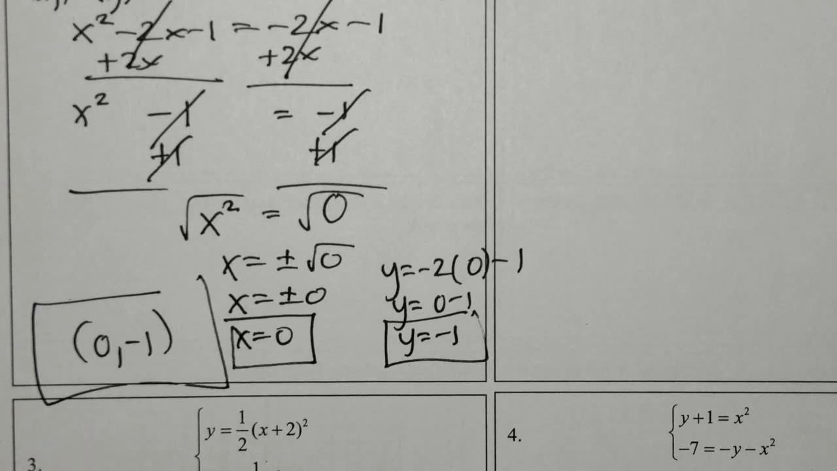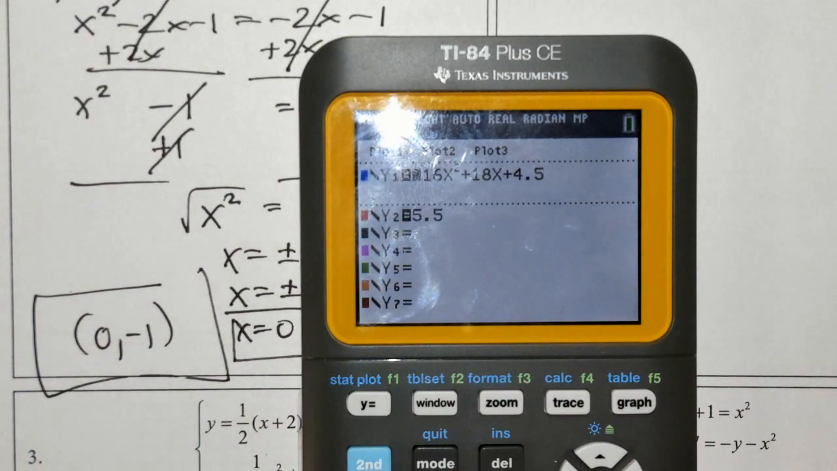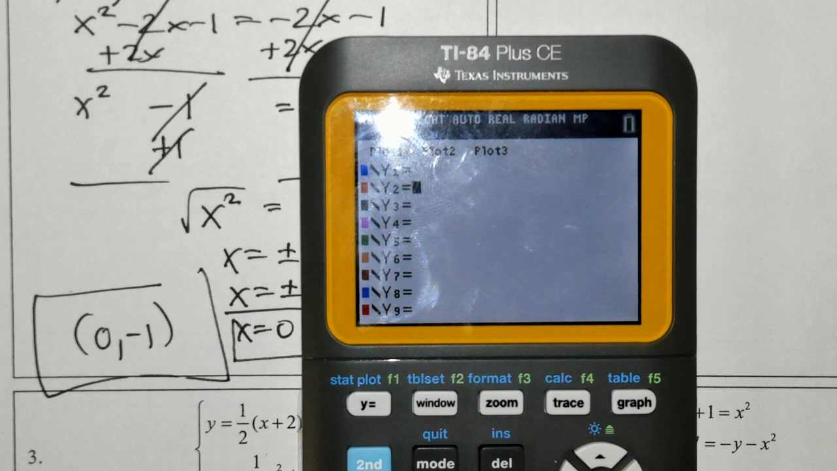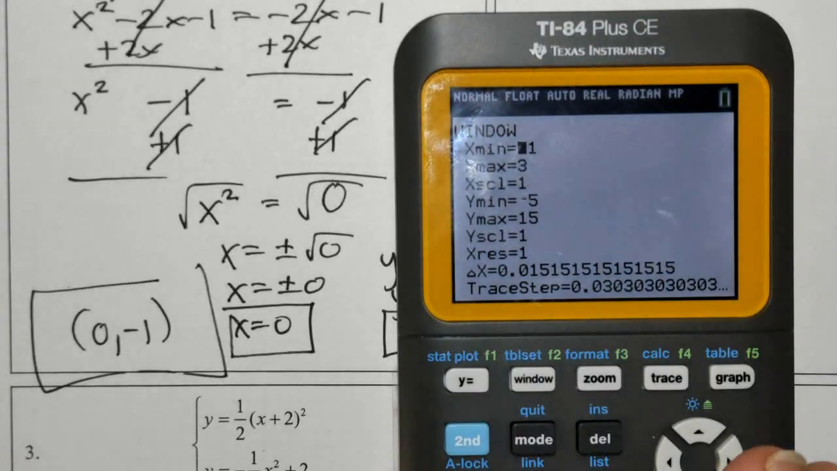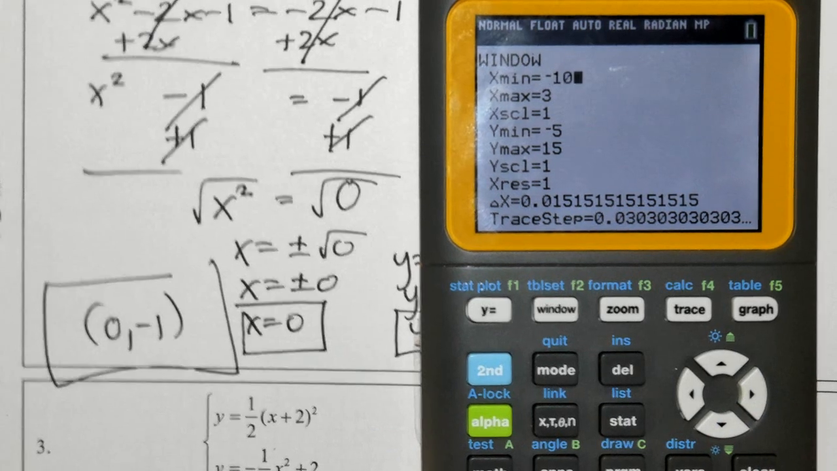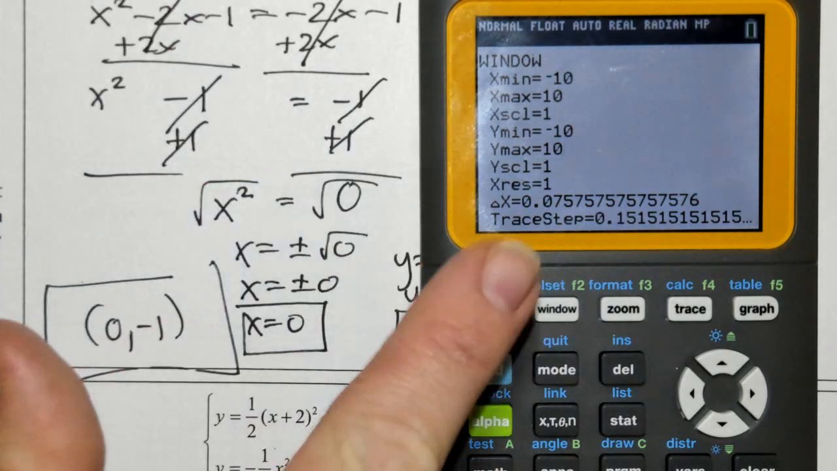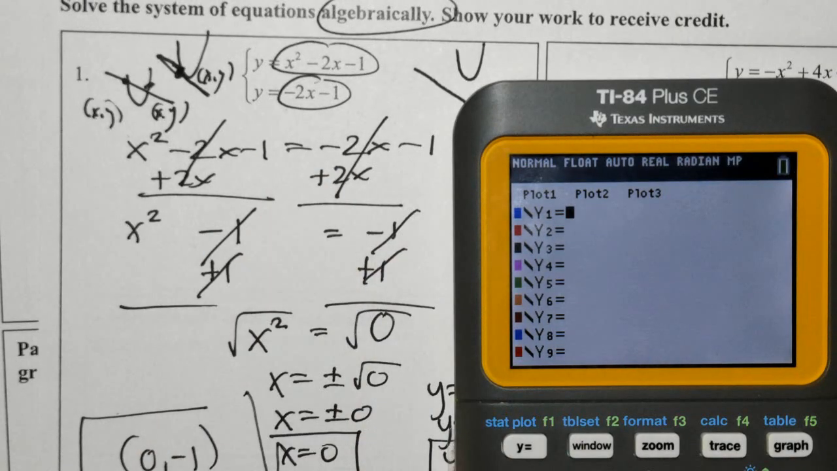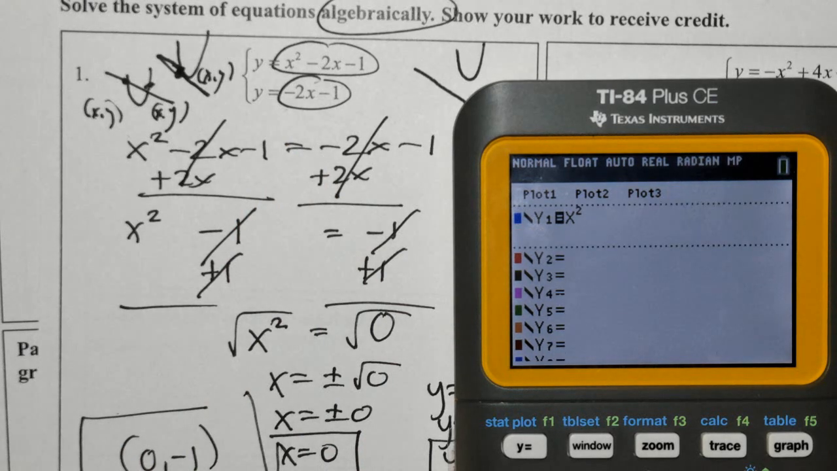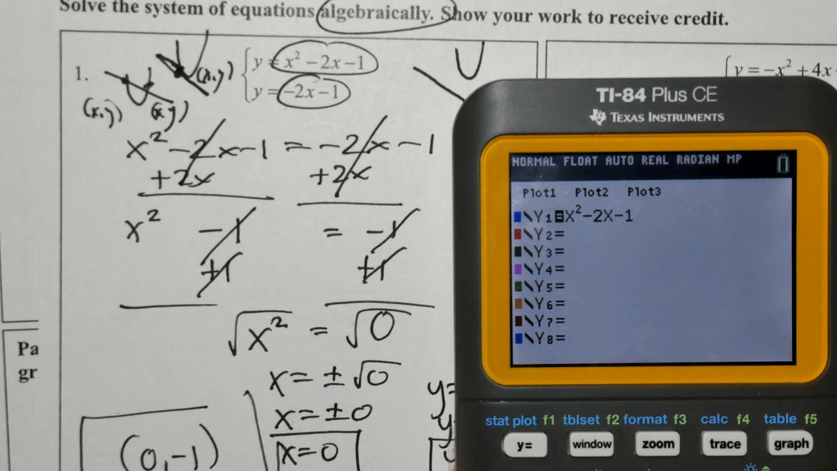Now, how can you make sure you did this right? Grab a graphing calculator and hit y equals, please. Clear off any equation that's in there. Let's go up to the window after you've cleared off the equations, and make this back to our standard window. Once you have cleared it and made it your standard window, let's go back to y equals. I'm typing in exactly what I see: x squared, subtract 2x, subtract 1, and then negative 2x, subtract 1.